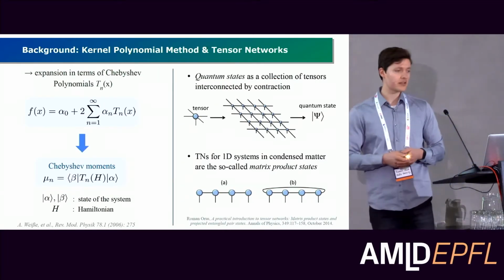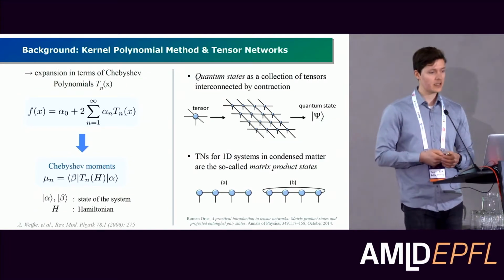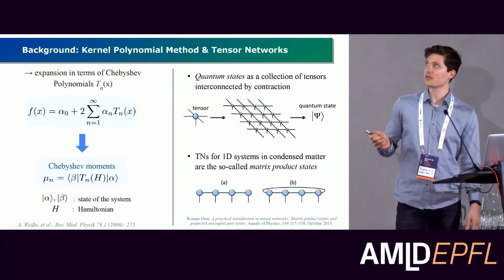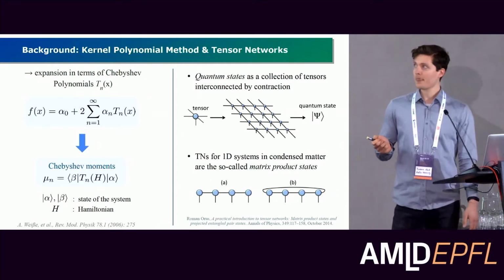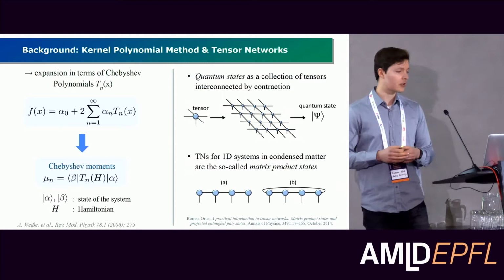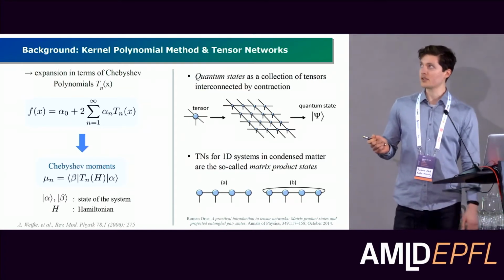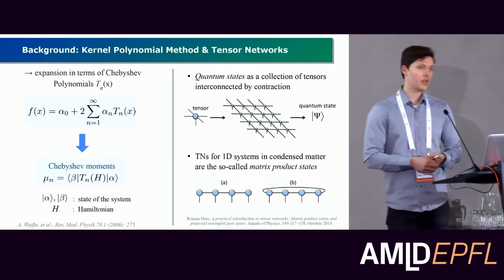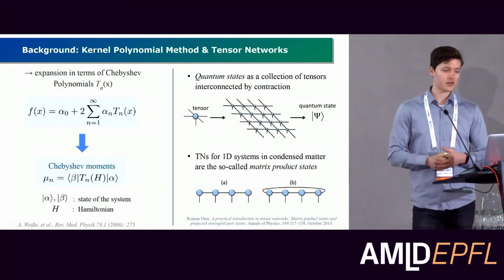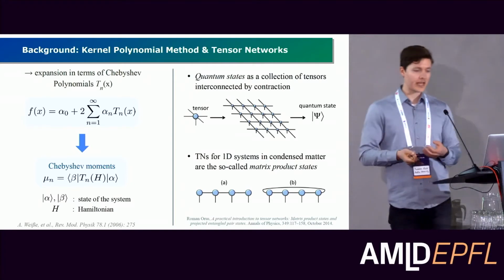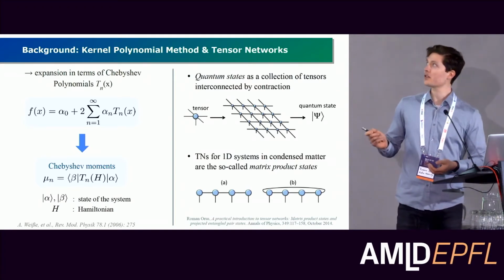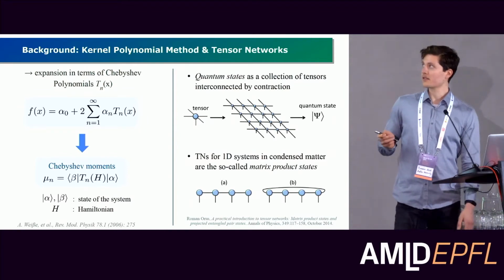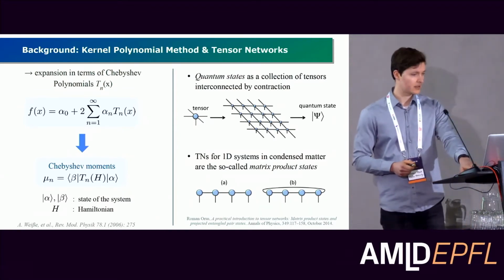Just briefly to mention the background we're using for the calculations of the training and validation set. We use two methods. First, the kernel polynomial method, where we use the Chebyshev expansion in terms of these Chebyshev polynomials, which we use to calculate our dynamical correlator, which we can then write in terms of the Chebyshev polynomials and Chebyshev moments. For the states of the system, we use the tensor network approach, shown on the right-hand side, which means that we can represent our quantum state as a collection of interconnected tensors by contraction, as shown here. Especially for the one-dimensional case, which we're considering for this work, we're using the so-called matrix product states, but I won't go too much into detail into those methods here.